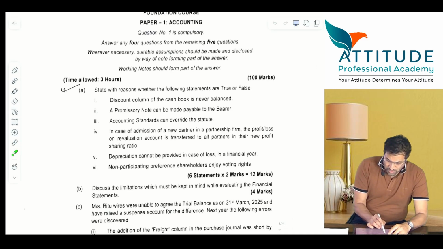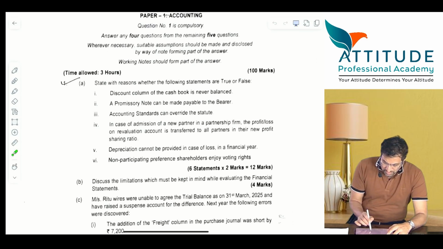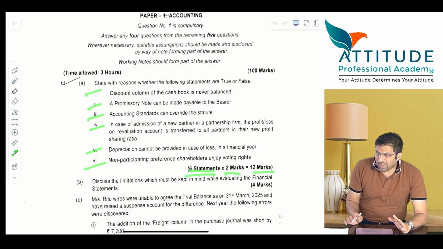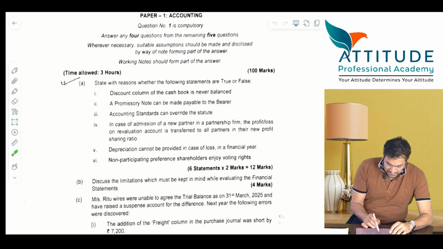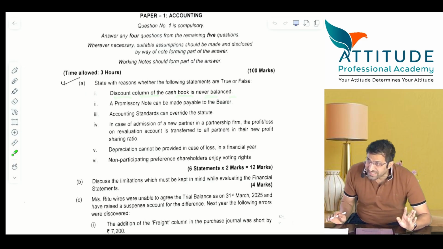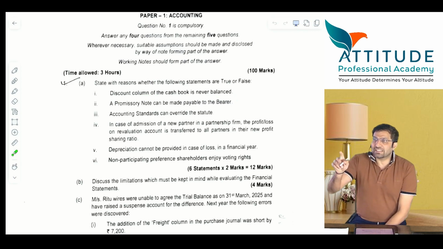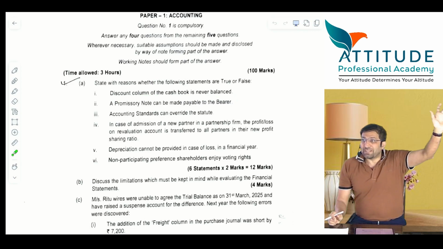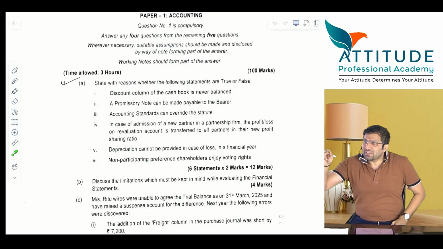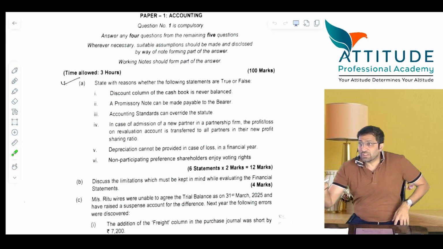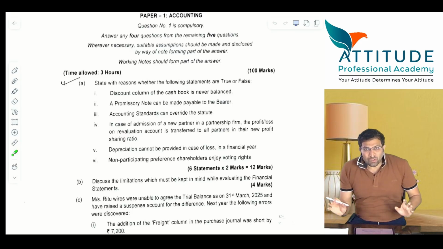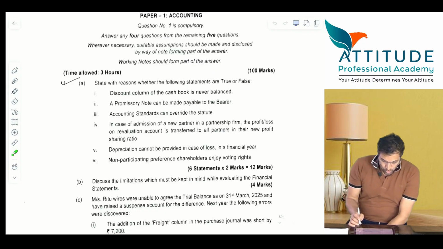Okay. Question number 1. This is 1, 2, 3, 4, 5, 6. 6 statements into 2 marks. It is a 12 marks question. We'll see how many of you can get it correctly. First, discount column of cash book is, I repeat, discount column of cash book is never balanced. Very good. It's a correct answer. True. Discount column, debit receipt side is discount allowed. Payment side is discount received. Reason, when you make the payment, you will receive the discount. That column will never be balanced. It will get what? Only totaled.